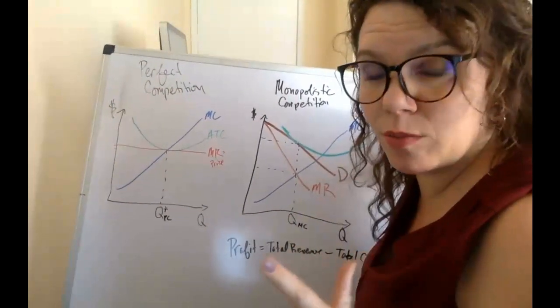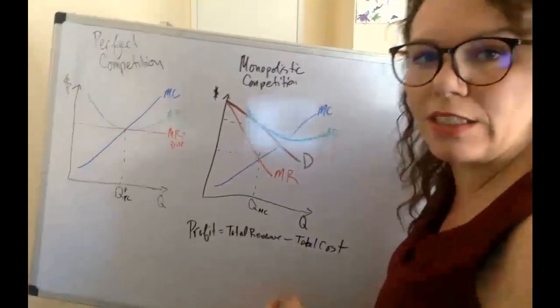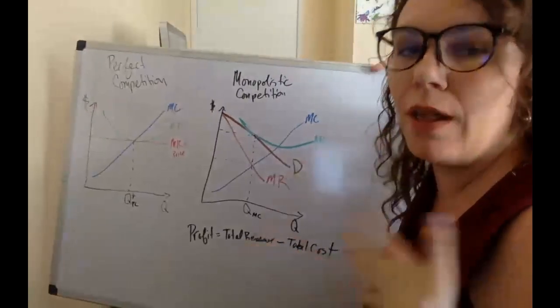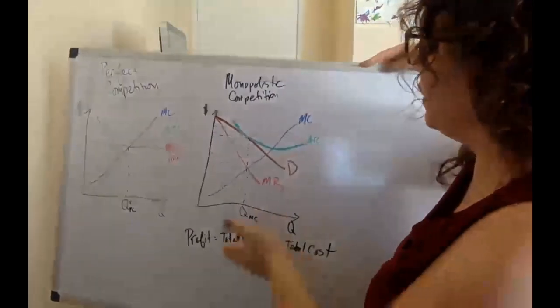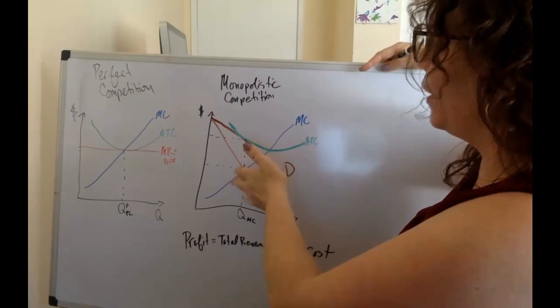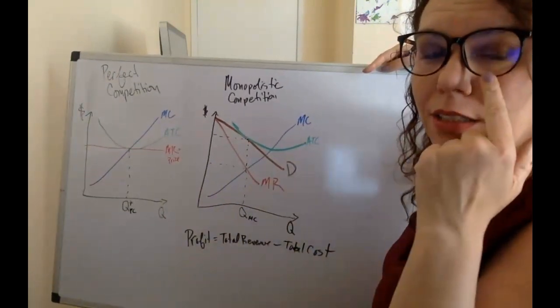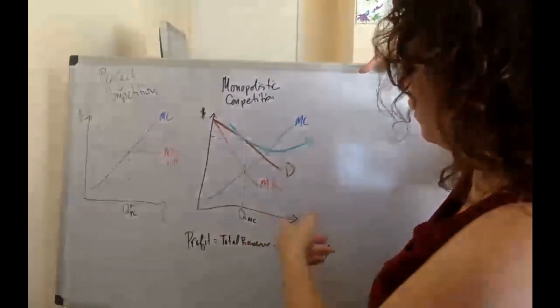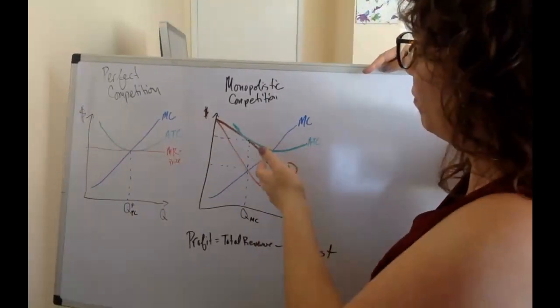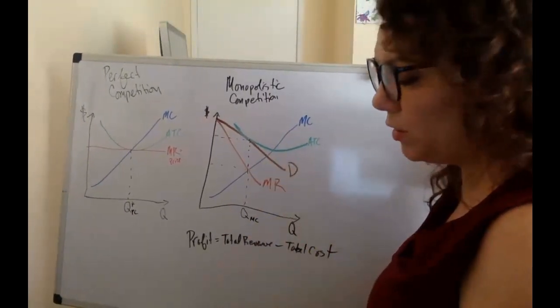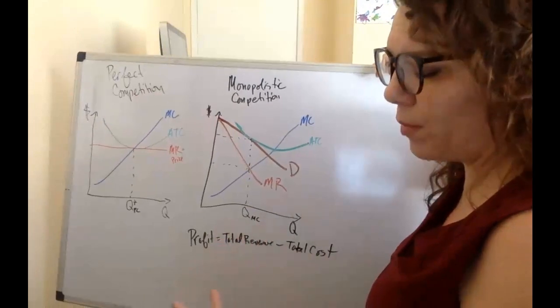In the short run, they can earn profits because in the short run, with that product differentiation, they can act like a monopolist. They can set prices based on the demand curve, and they're going to have the opportunity to enjoy economic profits.